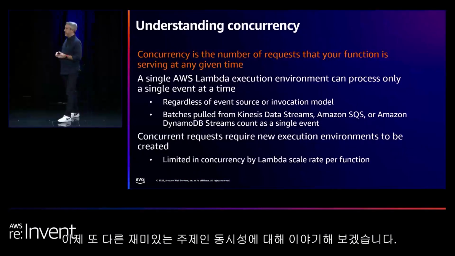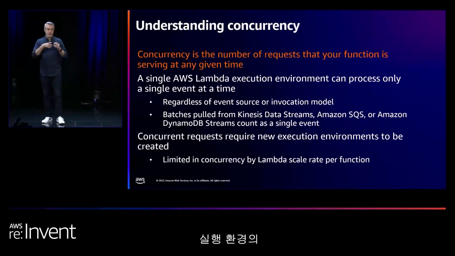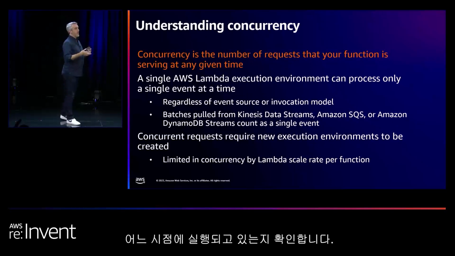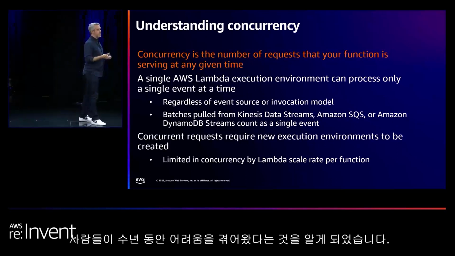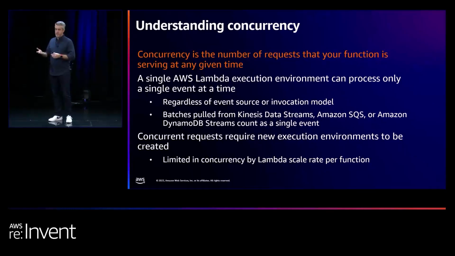So let's talk about another fun topic here, concurrency. Concurrency is basically the number of your execution environments that are running at any point in time. And this is definitely another topic that I find people have struggled with over the years. They're not talking about a per second rate typically, but concurrency in Lambda, again, works a little bit different.